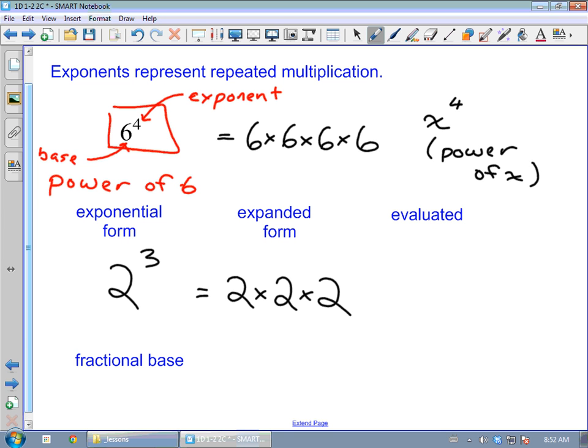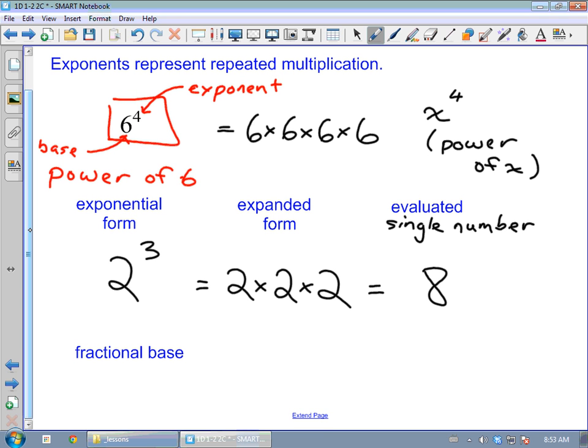And finally, we have what's called evaluated form, which means we take either our exponential form or expanded form, and we express it as a single number. So evaluated always just means express it as a single number, or express it as simply as you possibly can. So if we were to express this as a single number, 2 times 2 times 2, well, 2 times 2 is 4, times another 2 would give us 8. So 8 would be our evaluated form.